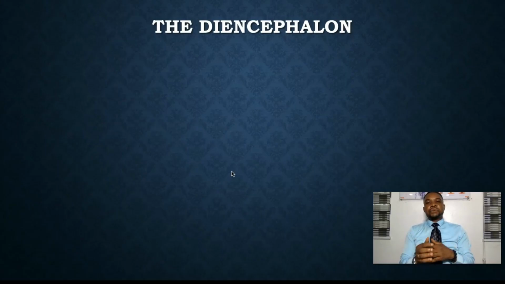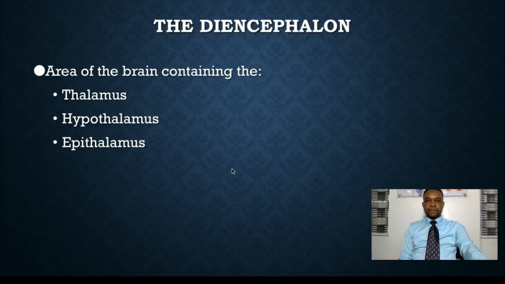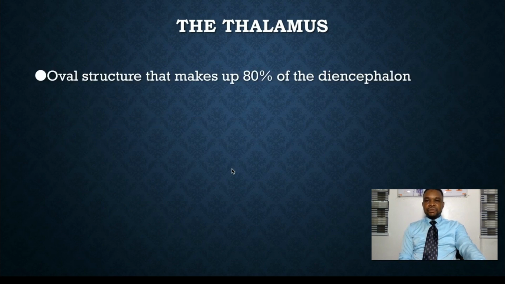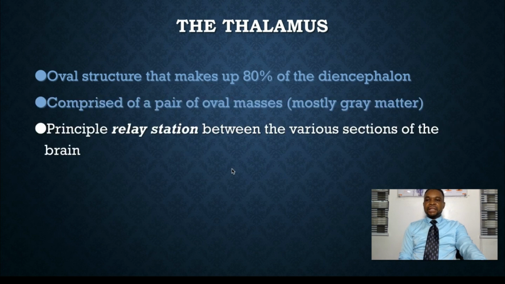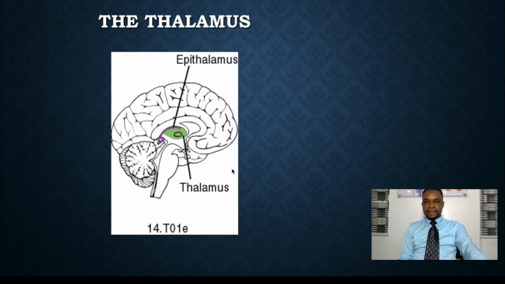Okay, now let's look at the diencephalon. The diencephalon is the area of the brain containing the thalamus, hypothalamus, and epithalamus. The thalamus is an oval structure that makes up about 80% of the diencephalon, comprising a pair of oval masses, mostly gray matter. The thalamus is the principal relay station between various sections of the brain. So it serves as a relay station to connect different areas of the brain.